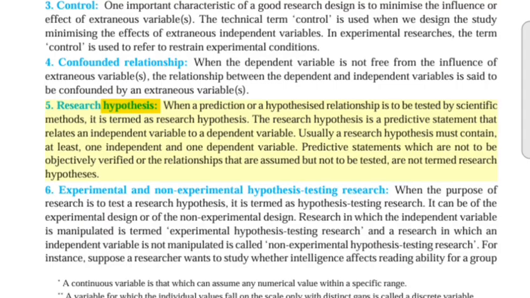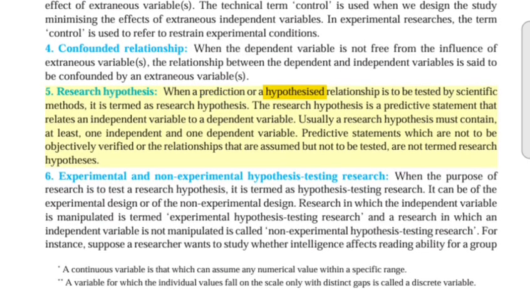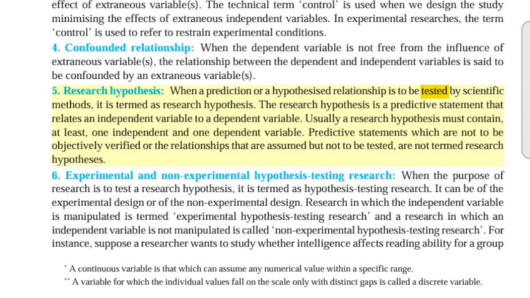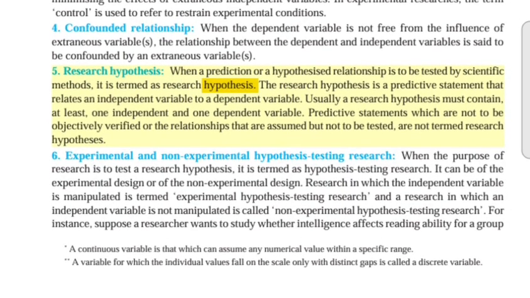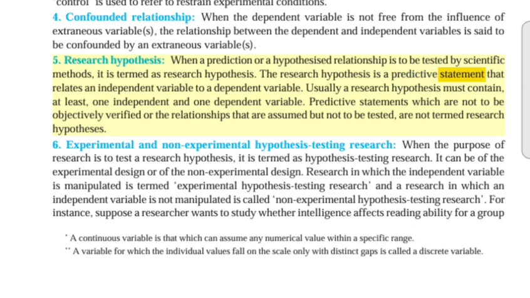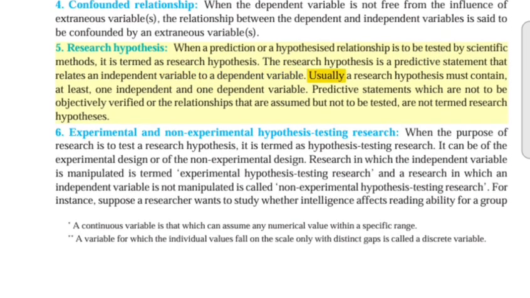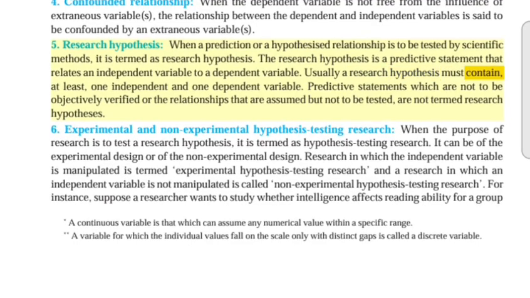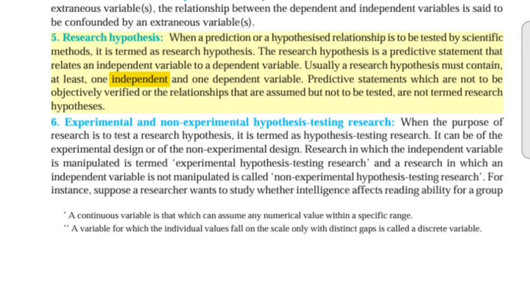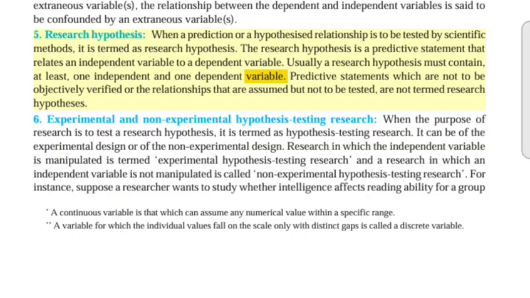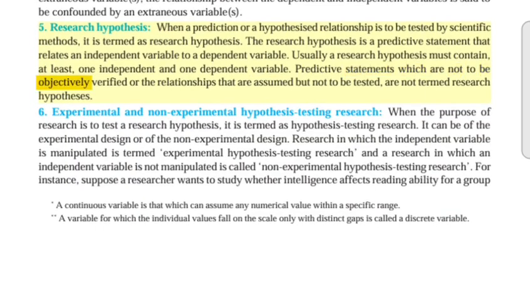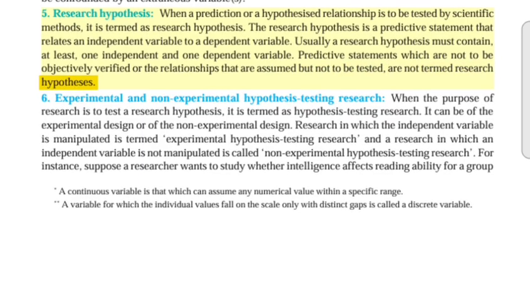5. Research hypothesis. When a prediction or a hypothesized relationship is to be tested by scientific methods, it is termed a research hypothesis. The research hypothesis is a predictive statement that relates an independent variable to a dependent variable. Usually a research hypothesis must contain at least one independent and one dependent variable. Predictive statements which are not to be objectively verified, or relationships that are assumed but not to be tested, are not termed research hypotheses.